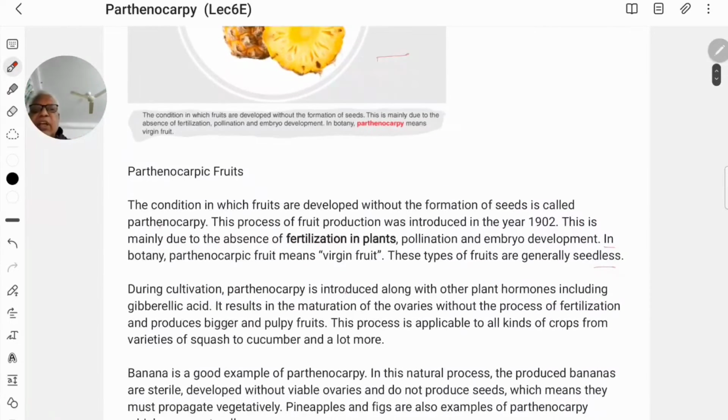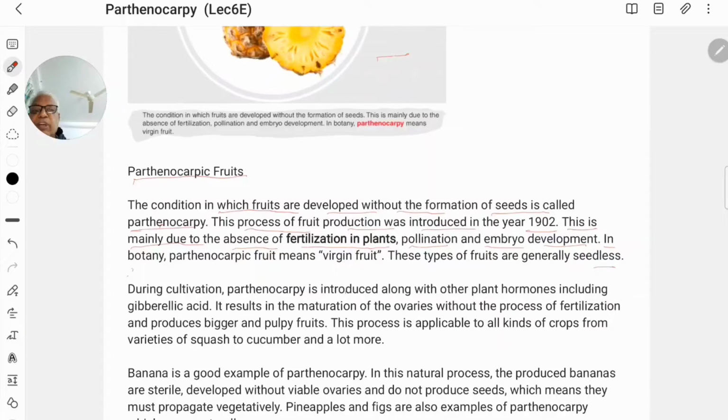pineapples. Parthenocarpic fruits. What is a parthenocarpic fruit? The condition in which fruits are developed without the formation of seed is called parthenocarpy. The process of fruit production was introduced in the year 1902. This is mainly due to the absence of fertilization in plants, pollination, and embryo development. These are the facts from 1902.